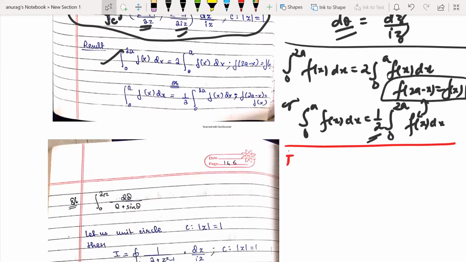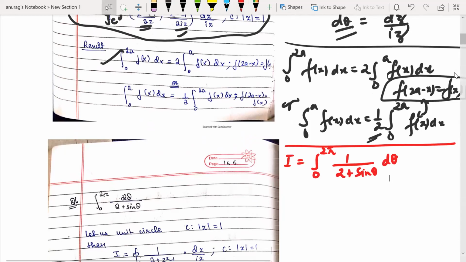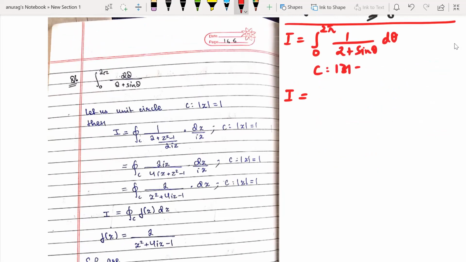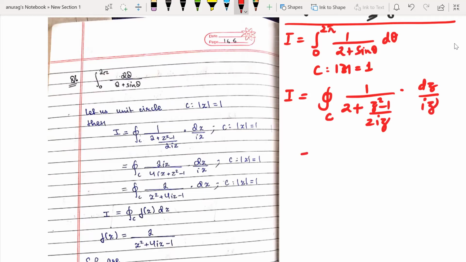The first example is integral from 0 to 2 pi of 1 over 2 plus sin theta d theta. Theta is given from 0 to 2 pi and the expression is in terms of sine and cosine only, so we can use the first condition here. We know that the curve is mod z equal to 1. Then it becomes a complex integration: 1 over 2 plus sin theta, which is z square minus 1 upon 2iz, and d theta is dz over iz, where C is mod z equal to 1.